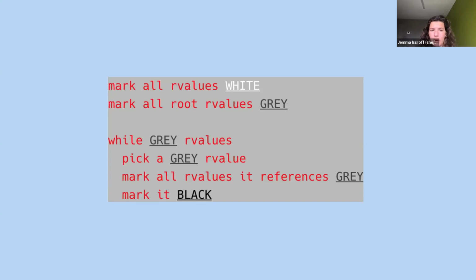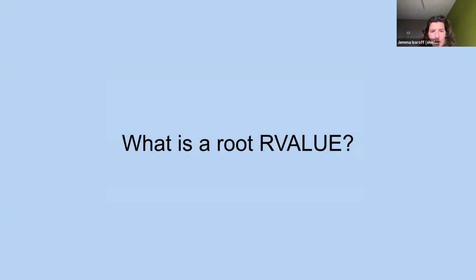The first step: mark all RValues white. Second, mark all root RValues gray. Well, what is a root RValue? These are RValues that our program will always know about, that are vital to the running of the program. We start here because anything that's not reachable from these root RValues will be collected. Examples are the VM, finalizers, machine context, and global lists. Those are all root RValues.